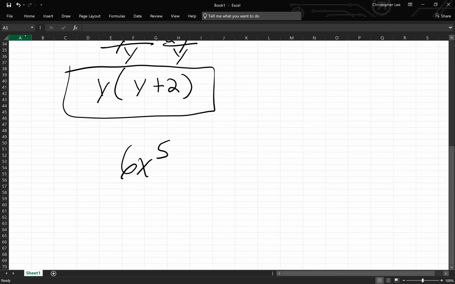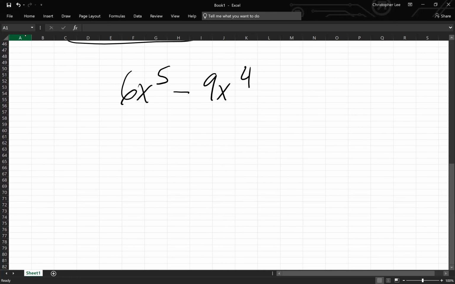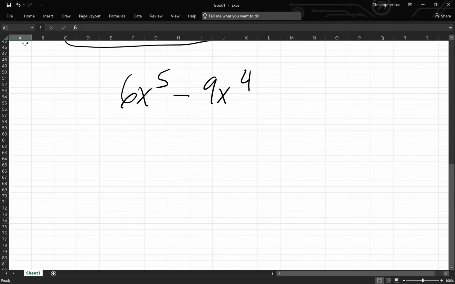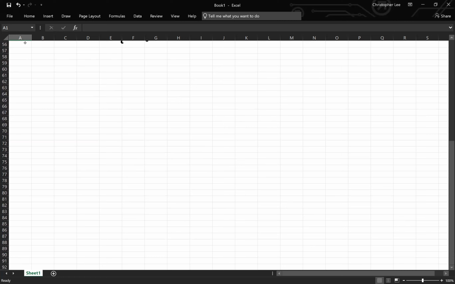6x minus 9x. Got you. You have another one too? So factor out the greatest common factors. Yes, they want the whole thing. Yeah, because it's marked as wrong. But they want the greatest common factor first. So you see how I'm writing it here, like how I write y first, like that.